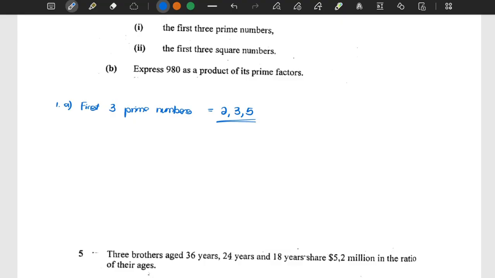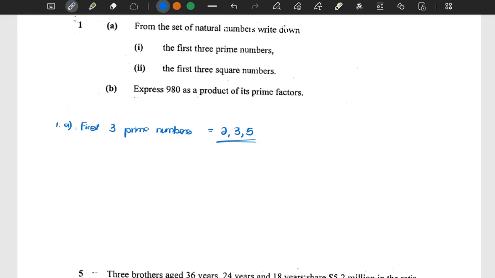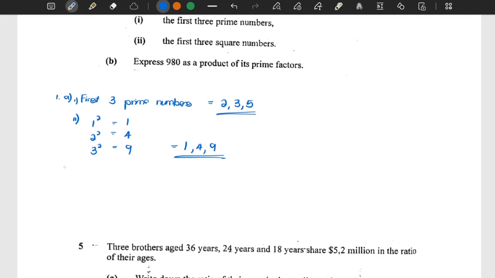That's the solution to part 1. Part 2 says the first 3 square numbers. So that'll be 1 squared, 2 squared, and 3 squared, because those are the first 3 numbers. And that'll be 1, 4, and 9. So the answer is 1, 4, and 9. Then the next question, which is B, says express 980 as a product of its prime factors.